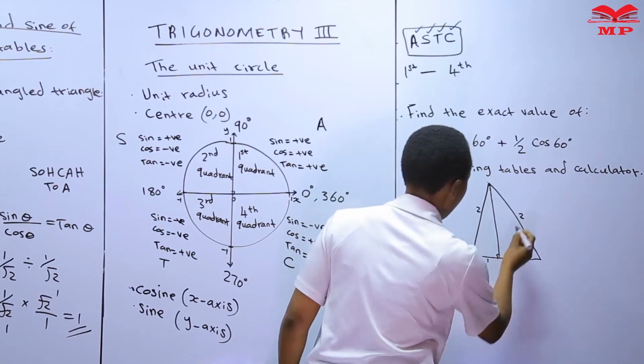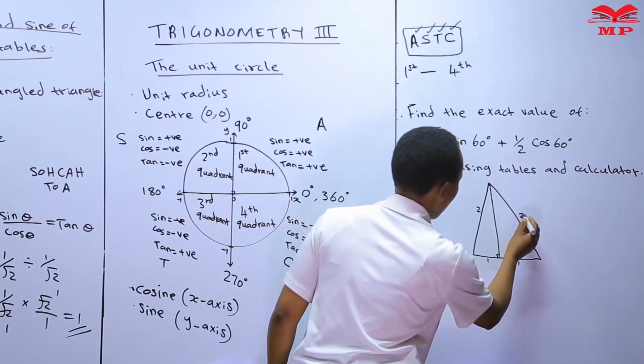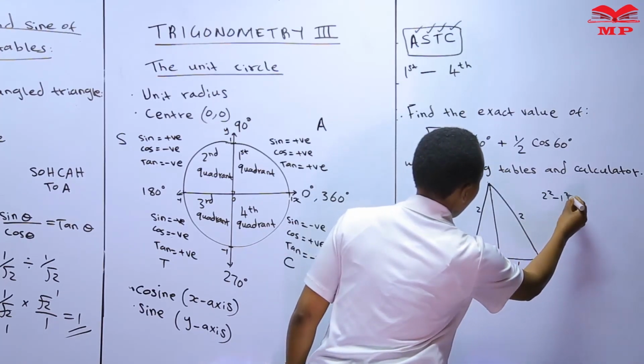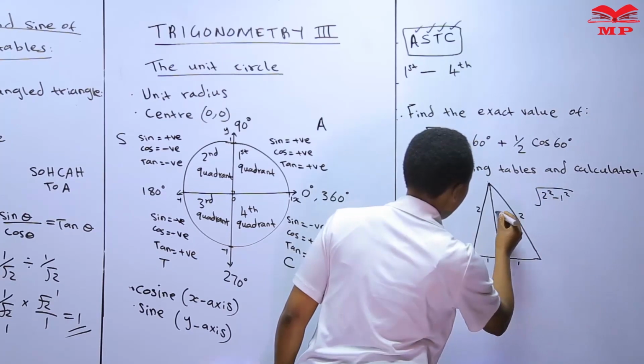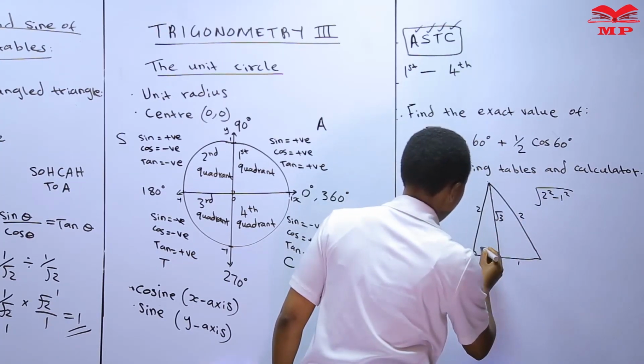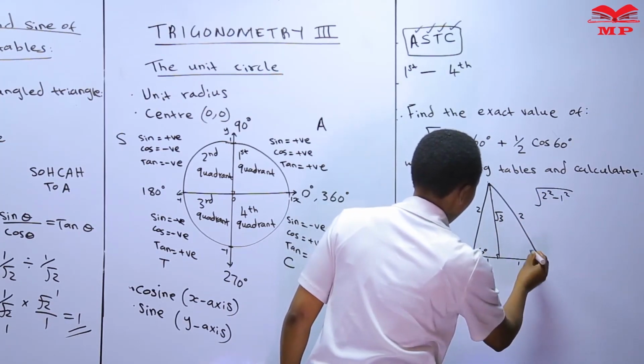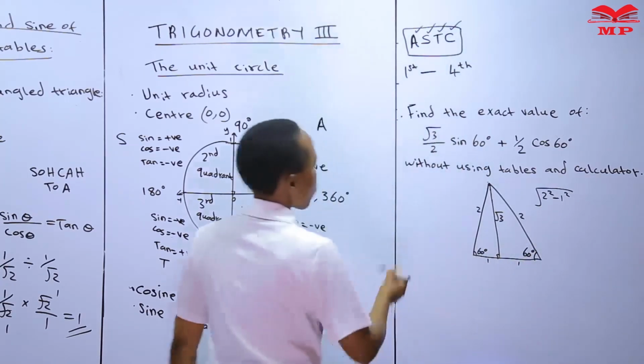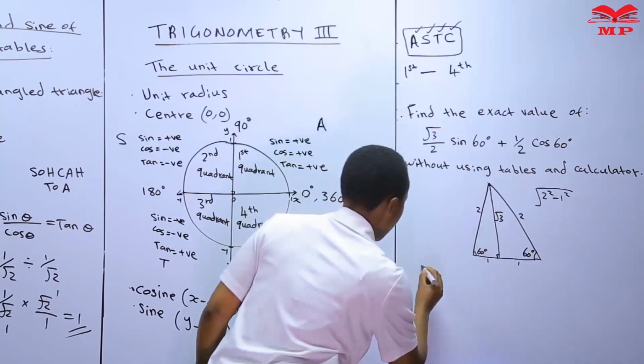This is 90 degrees, and therefore this will be the square root of 2 squared minus 1 squared, and we get root 3 here. And this is 60 degrees. This is again 60 degrees. So we want to get sine 60 from this.